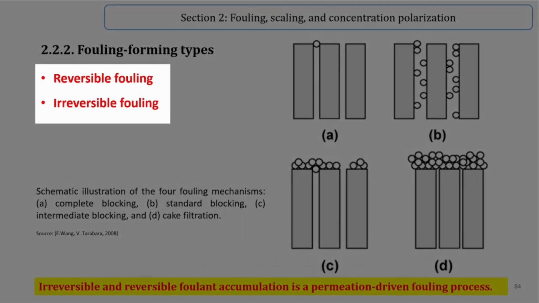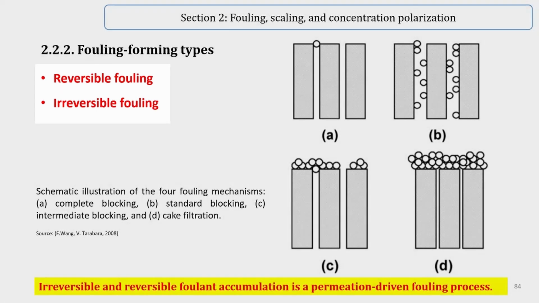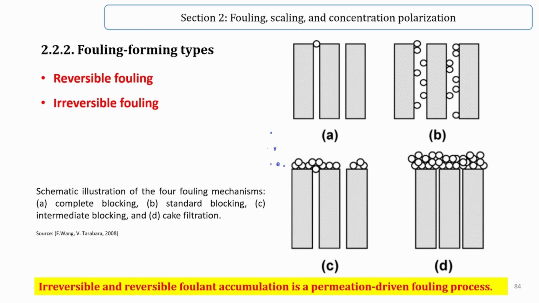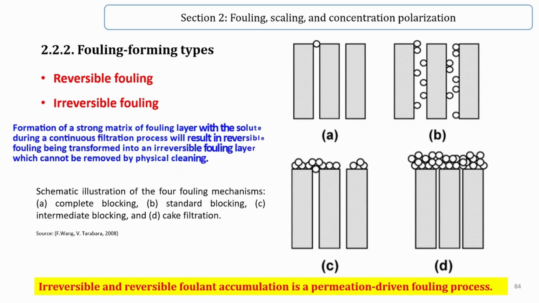Fouling also can be divided into reversible and irreversible fouling based on the attachment strength of particles to the membrane surface. Reversible fouling can be removed by a strong shear force of backwashing or by lowering driving pressure on the surface. Formation of a strong matrix of fouling layer with the solute during a continuous filtration process will result in reversible fouling being transferred into an irreversible fouling layer which cannot be removed by physical cleaning.